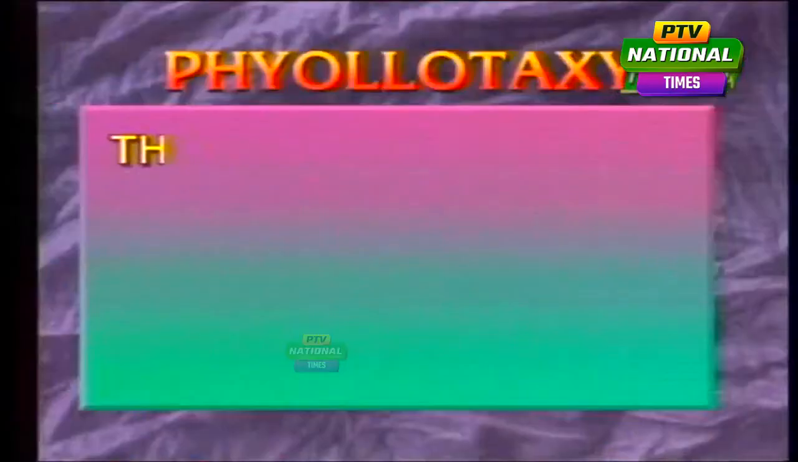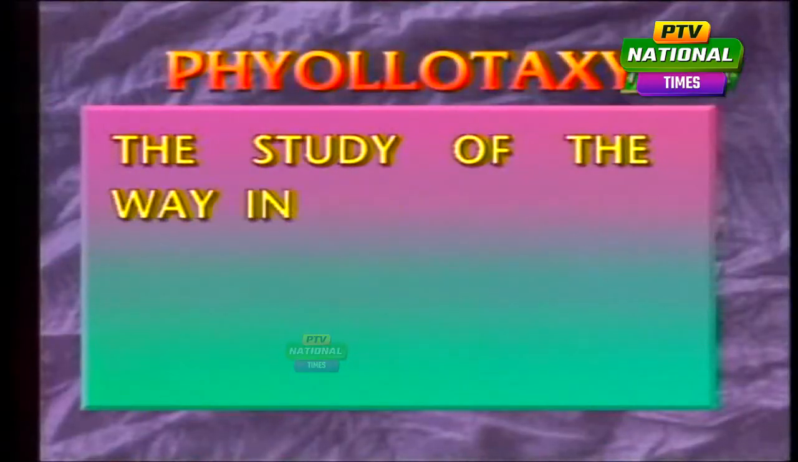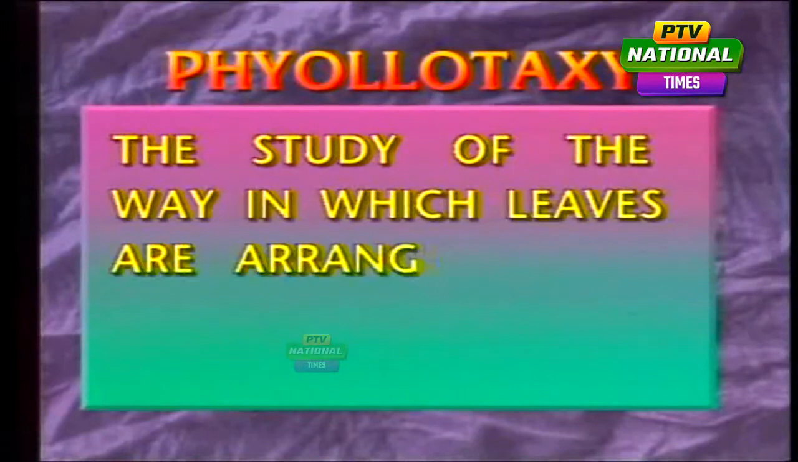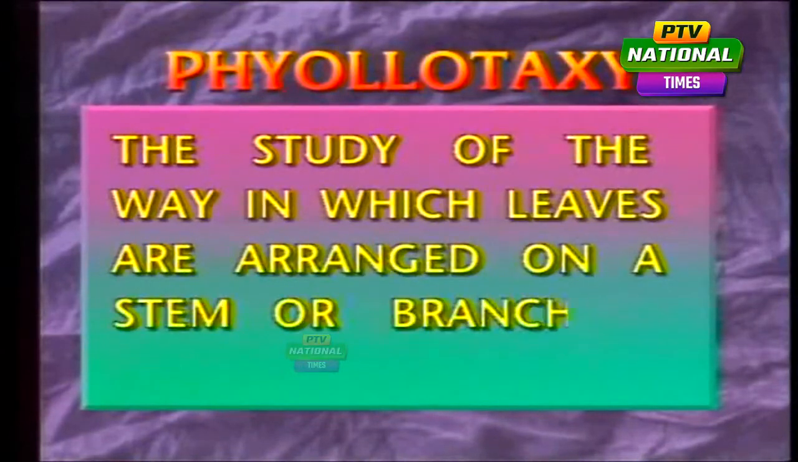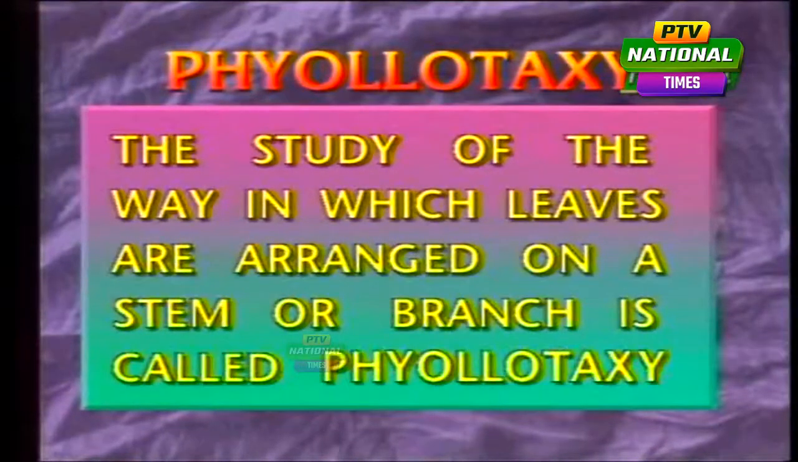After discussing the stem of a plant, we shall now look at the leaves of a plant and their arrangement on the stem or branch. The science of the arrangement of leaves on a stem or branch is known as phyllotaxy and is essential to properly taxonomically characterize a plant. Phyllotaxy is the study of the way in which leaves are arranged on a stem or branch.